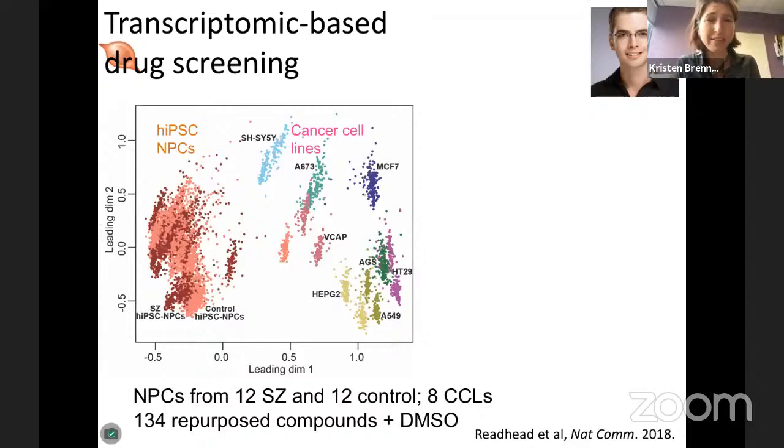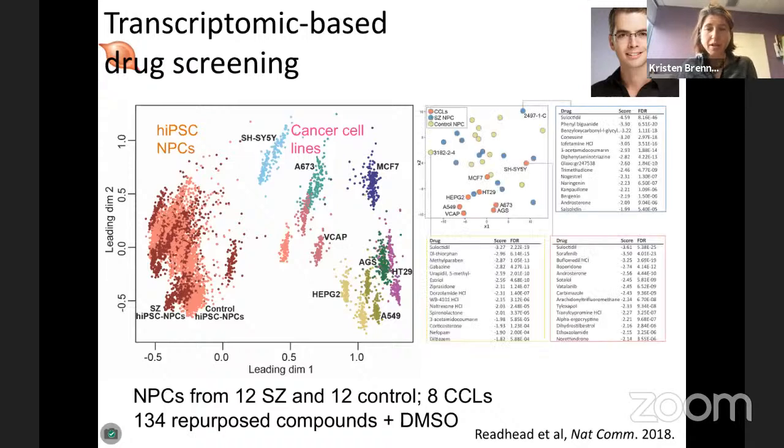We conducted this as a transcriptomic-based drug screen because we didn't believe we had satisfactory phenotypic markers to mark schizophrenia. So we did this in neural progenitor cells from 12 patients and 12 controls and 8 classical cancer cell screening lines across 134 predicted drugs that might reverse schizophrenia signatures. This analysis was led by Ben Reedhead in collaboration with Eric Schad and Joel Dudley.